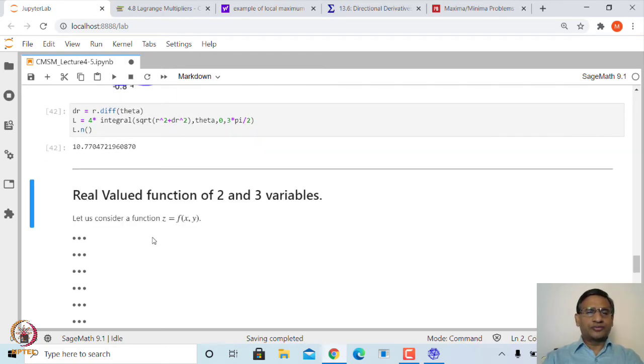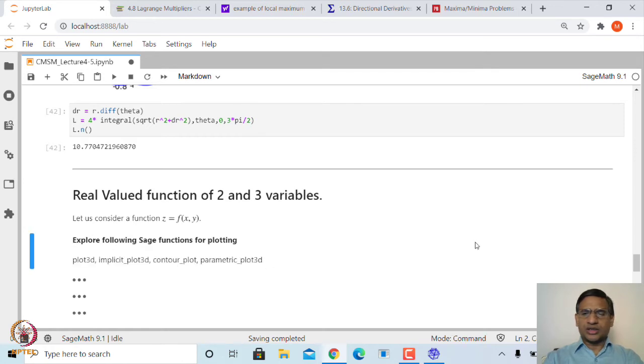if we have a function of two variables and its value is real, we call that a real valued function of two variables, and in case it is a function of three variables, a real valued function of three variables. So, we will look at how to do various calculus concepts for this kind of functions, right.